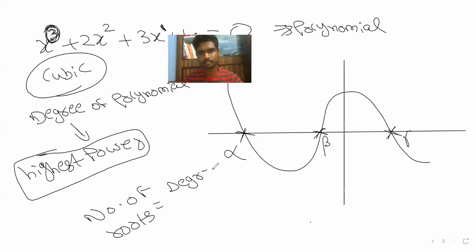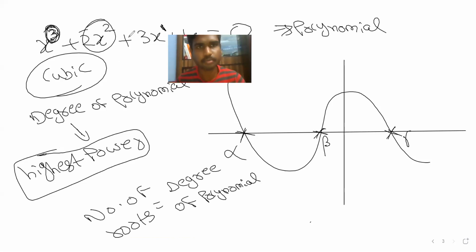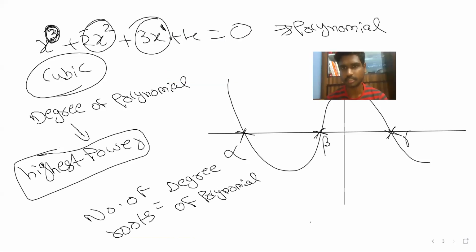It is not the power of the polynomial, it is the degree of the polynomial, because there are many powers in a polynomial. Here in the second term you also have power 2, in the third term you also have power 1. So we should not say the number of roots is equal to the power of the polynomial. You have to say the number of roots is equal to the degree of the polynomial. Degree means the highest power. Whatever the highest power is, that many roots will be there.